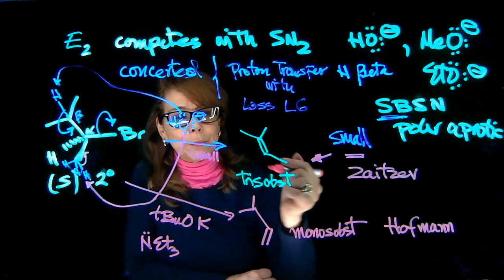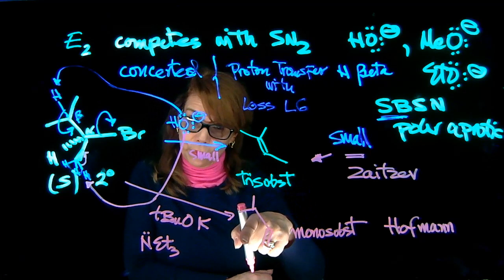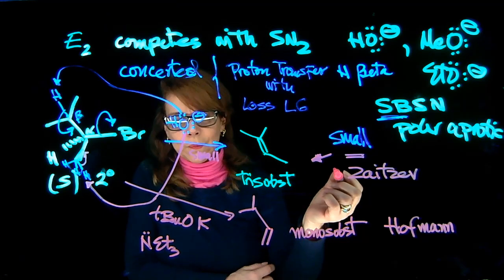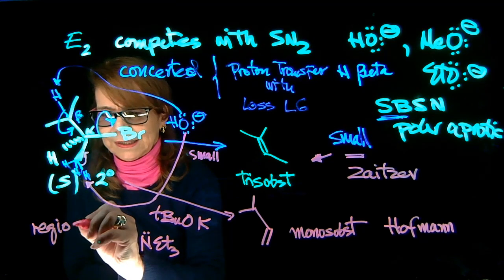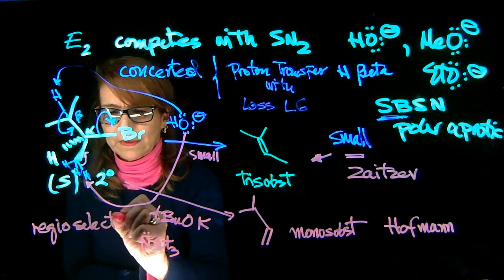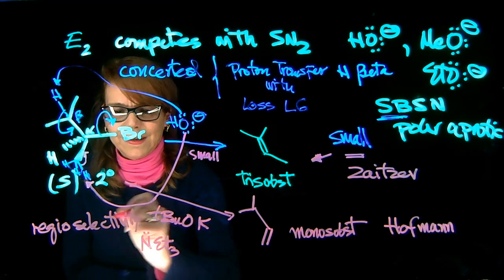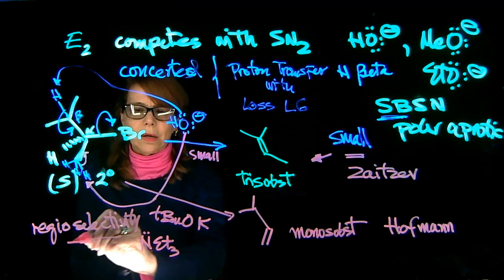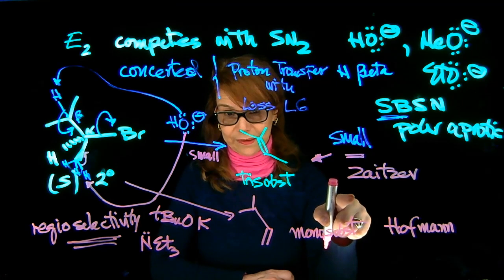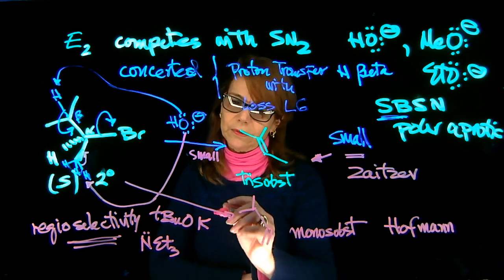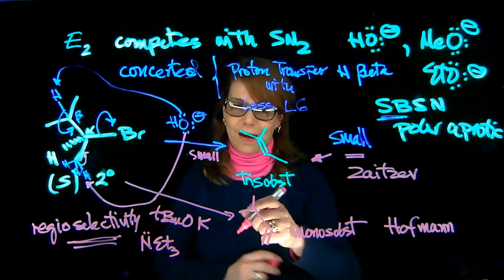The fact that it prefers one position over the other to extract the hydrogen is called regioselectivity. And again, small bases are regioselective and we'll get the Zaitsev product, and the bulky bases are also regioselective, but you get the Hofmann product.